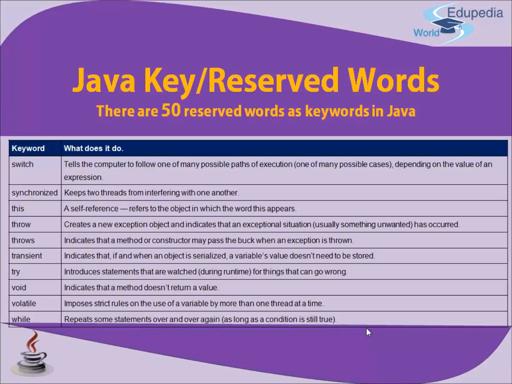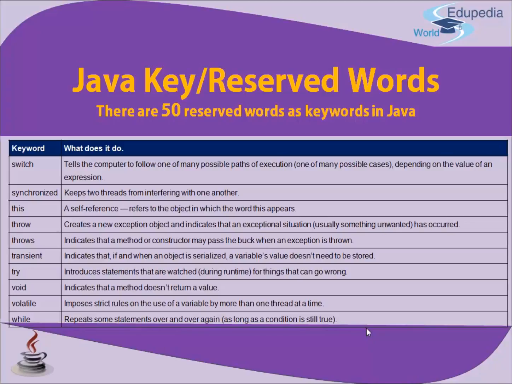That means if the reference is not found or you are unable to use it, then you can just write this. This means what will be in the memory, which will reference the direct object, that is this. Then coming on to throw, it creates a new exception object and indicates that an exceptional situation, usually something unwanted, has occurred. That means you are suppressing the problem with the keyword throw. It will receive the exception and throw the exception out, and with the message you will publish.